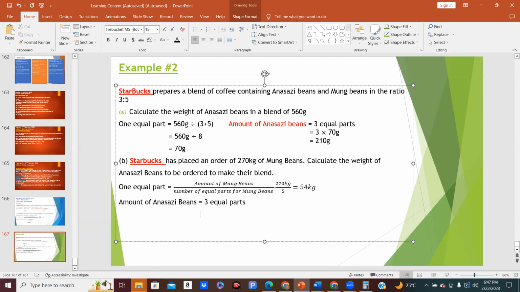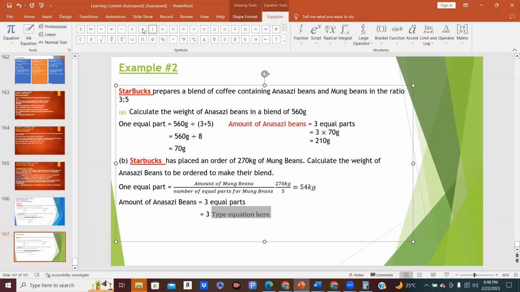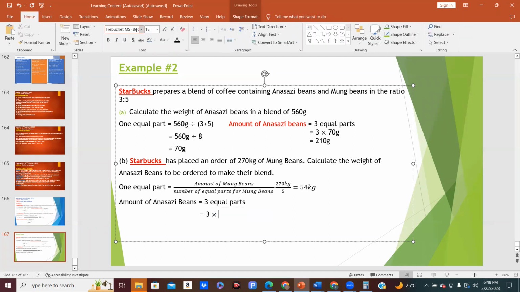So 3 equal parts is going to be 3 times what? 3 times 54. Mm-hmm. When we do 3 times 54, we get 162 grams.